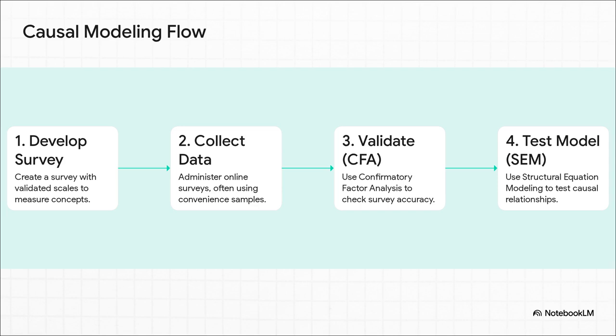The first hit is something called confirmatory factor analysis, or CFA. Think of it like a quality check. It makes sure your questions are actually measuring what you think they are. Then you bring in the main event, structural equation modeling, or SEM. That's what tests your big theory about how everything is connected. And honestly, we saw this exact process used for everything from e-learning to branding in the metaverse.